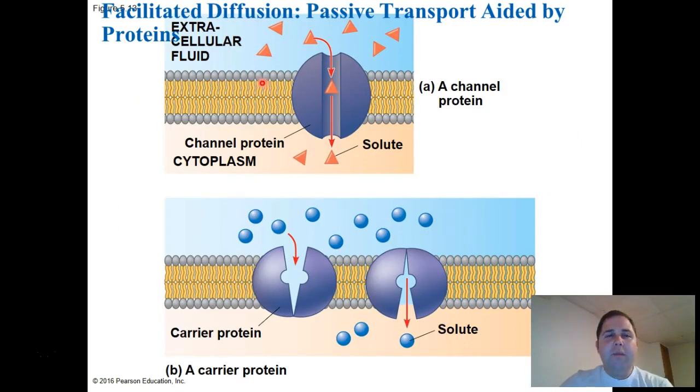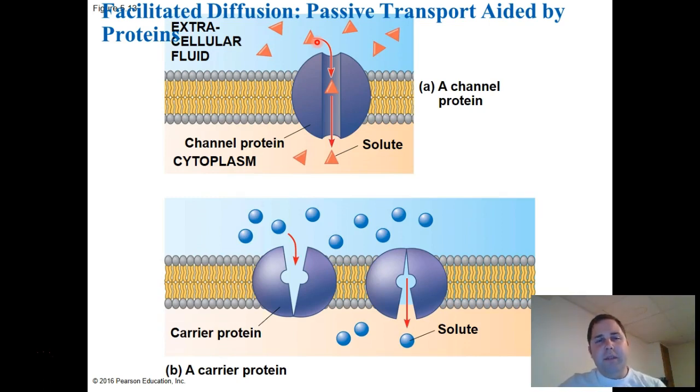So along with osmosis, we can also just think about diffusion of any other substance as being facilitated diffusion. This would be passive transport aided by a protein. Now when we say aided by a protein, we just mean the protein's making a channel. There's still no energy, we've just made a path for those molecules to move.